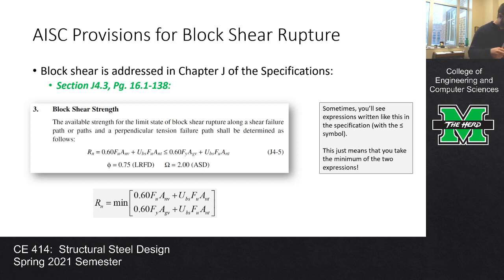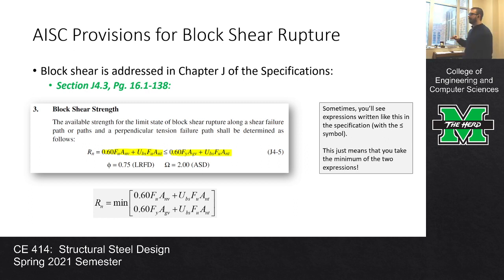And if you go to J4.3, you see this equation. It's at the top of the page, and it looks a little weird because we have that Rn, the nominal capacity, equals a pile of junk less than or equal to another pile of junk. And it's like, what? That is weird. That is a lot different than just FyAg. That is a much more complex expression.